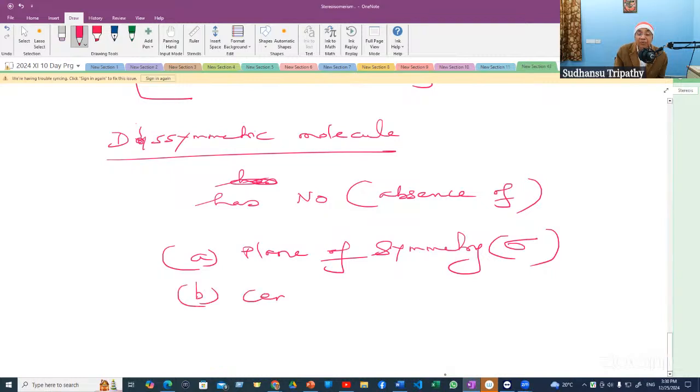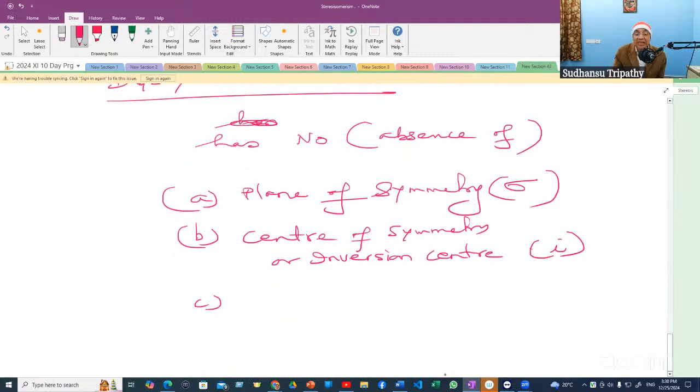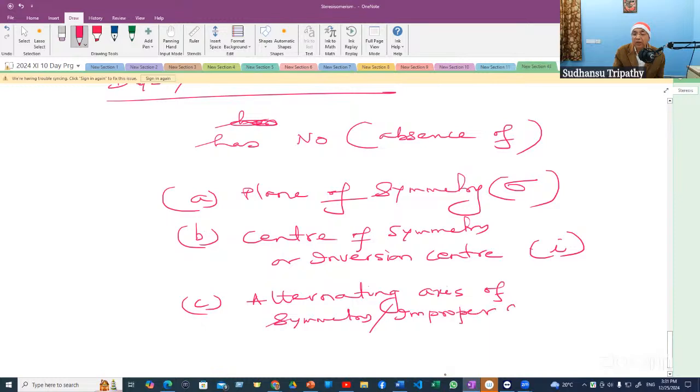B, center of symmetry, is also called inversion center. This is represented by i, and C, alternating axis of symmetry. I will explain to you everything, whatever is best required. Alternating axis of symmetry. Some people call it improper axis of rotation. This is designated by S subscript n.